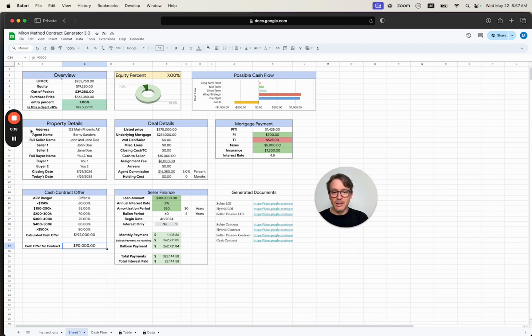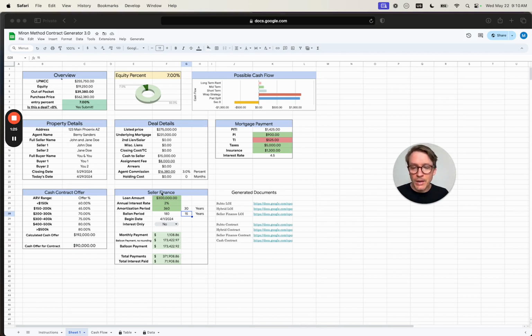As you can see, I'm going to start here. This is an overview section. It's going to take the data from these areas and put them here. Okay. So these are the sections you're going to fill out: property details, the details of the deal, if you want to make a cash offer.